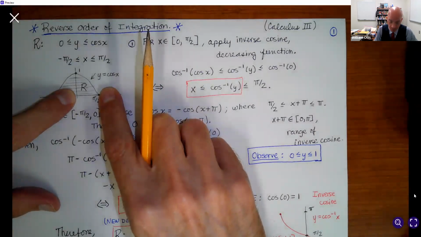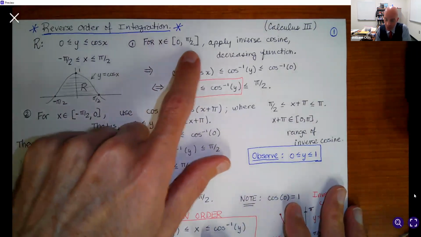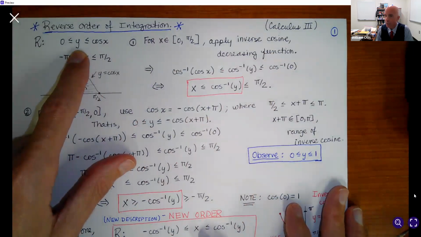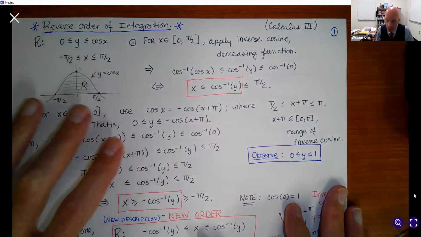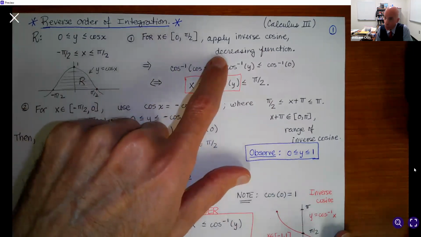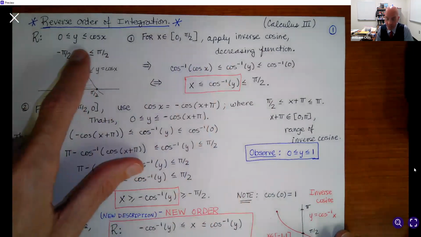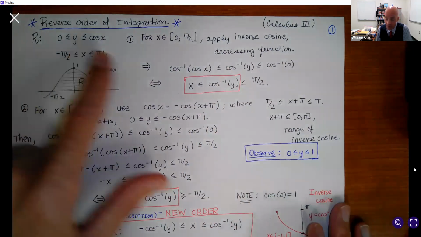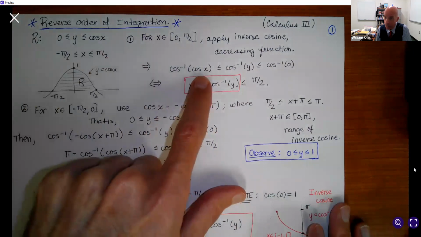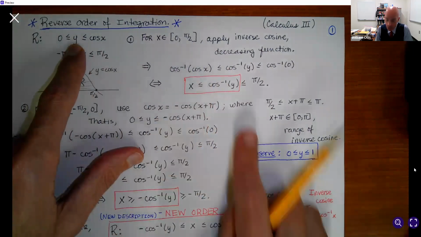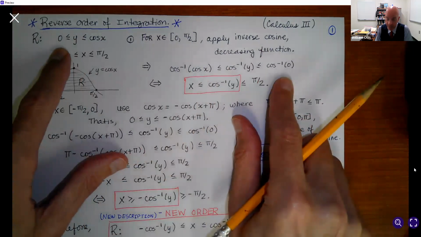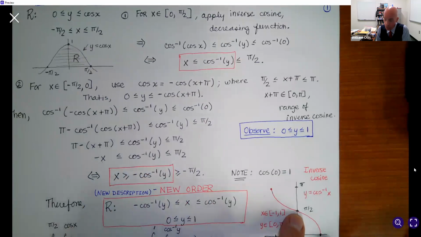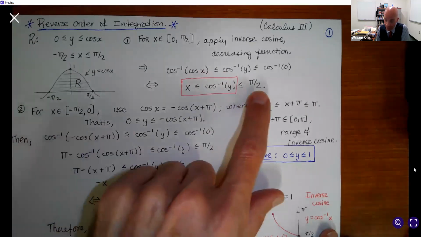And what we want to be able to do is apply the inverse cosine to this inequality, just like we do with algebraic regions. So remembering that this is a decreasing function, we know that the inequality will reverse when we apply the inverse cosine. So what we get is the inverse cosine of cosine x, the inverse cosine of y, and then lastly, the inverse cosine of 0. Of course, we know the inverse cosine of 0 is pi over 2, so we have that here.